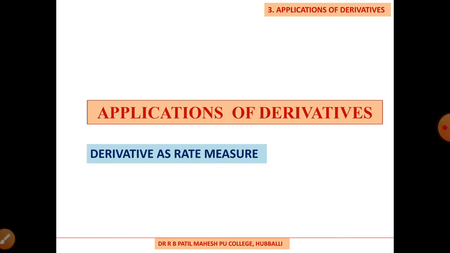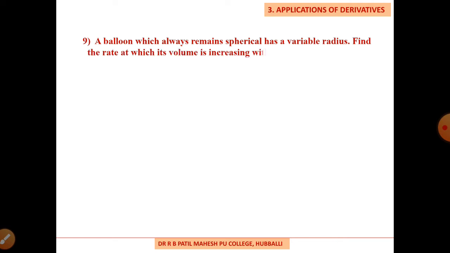Hello students. So in the last video, we discussed a total of 8 examples on derivative as rate measure. So in this video, we'll start with the next example, that is example number 9. In this example number 9, a balloon which always remains spherical has a variable radius. Find the rate at which its volume is increasing with the radius when the radius is 10 centimeter.